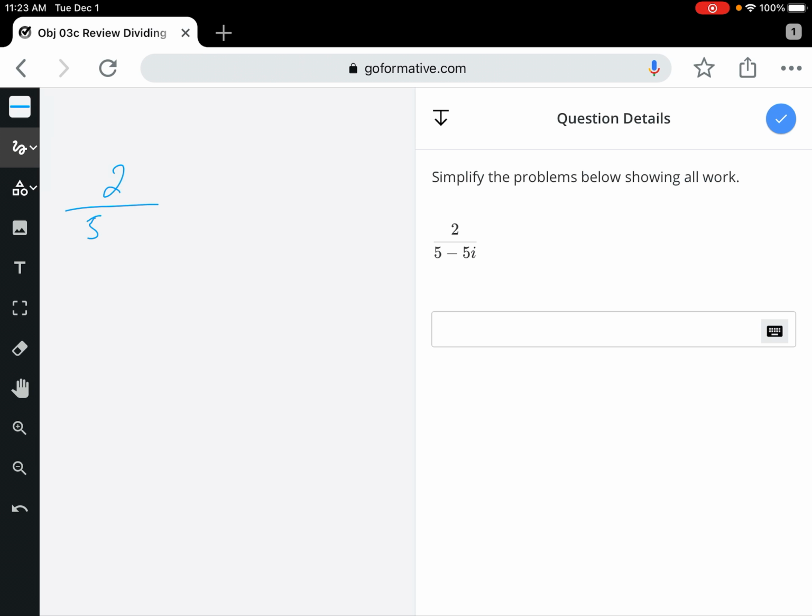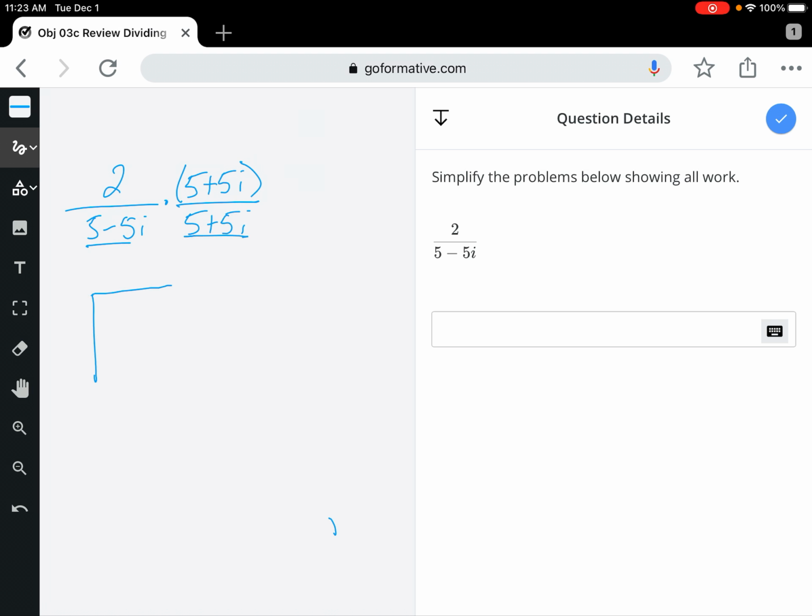Two over 5 minus 5i. We're going to do what's called multiply by the conjugate. So we're going to multiply this by 5 plus 5i. Now for here, you're going to do a box for all intents and purposes. This is going to be 5 minus 5i, 5 plus 5i. Okay, so we have our 25 here, 25i, negative 25i, and negative 25i squared.